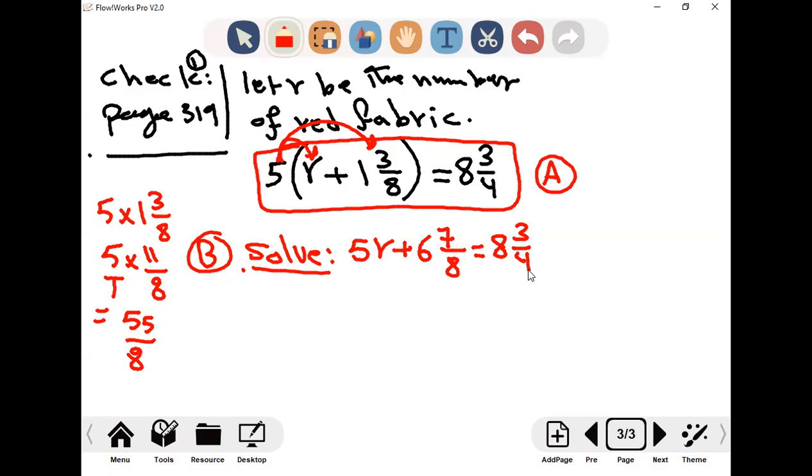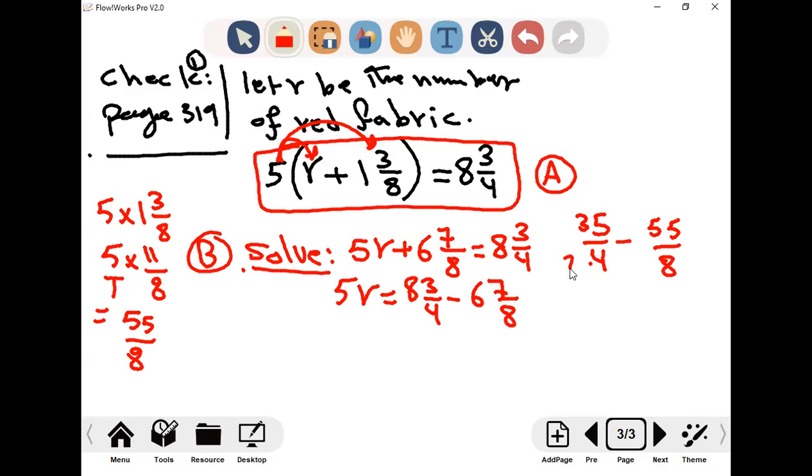Check. Now the next step is to solve a two-step equation. We shift and subtract: 5R equal 8 and 3 over 4 minus 6 and 7 over 8. Turn it to fractions by side. Subtract. This is 55 over 8. This is 4 by 8, 32, plus 3, 35 over 4, minus 55 over 8.